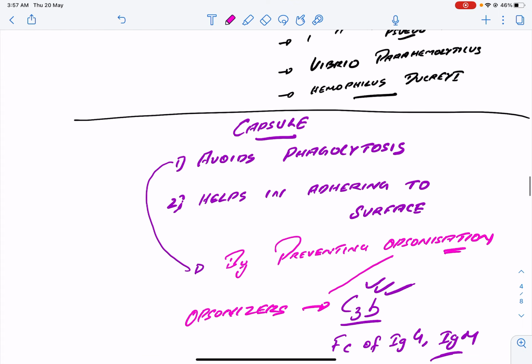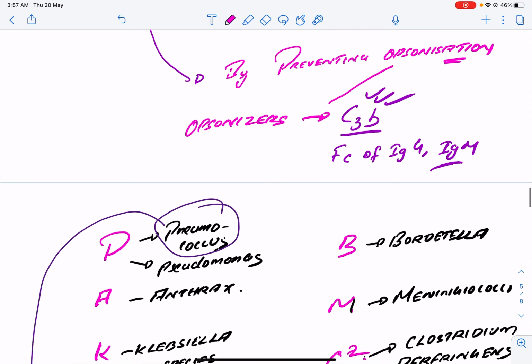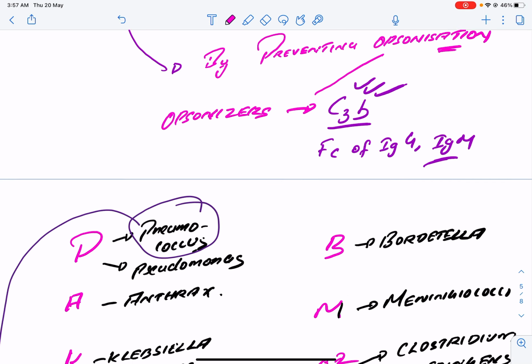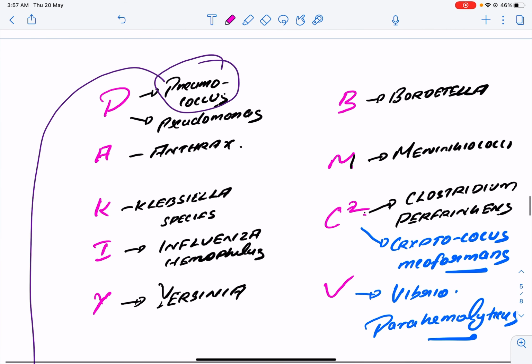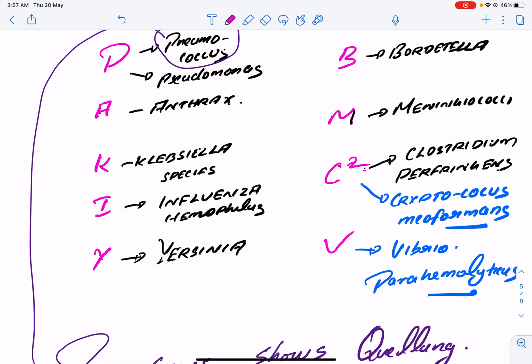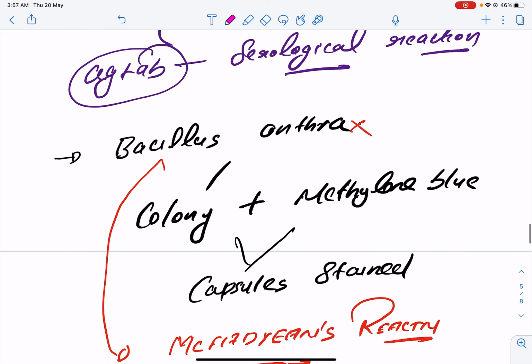Then we talked about capsule. What is the function of capsule? They avoid phagocytosis. They help in adhering to surfaces by preventing opsonization. Opsonization means to make the bacteria tastier. What are the main opsonins? C3b, Fc, IgG, and IgM. Then all the capsulated bacteria are Pneumococcus, Pseudomonas, Anthrax, Klebsiella species, Haemophilus influenzae, Yersinia, Bordetella, Meningococci, Clostridium perfringens, Cryptococcus neoformans, and Vibrio parahemolyticus. Pneumococcus shows an important reaction called Quellung reaction, that is capsular swelling, antigen reacting with antibody. That's a type of serological reaction.